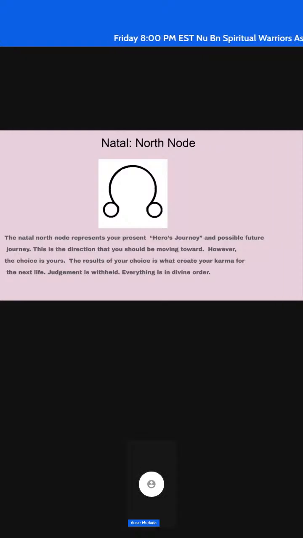North Node. The natal North Node represents your present hero's journey and possible future journey. This is the direction that you should be moving toward. However, the choice is yours. The results of your choice is what creates your karma for the next lifetime. Judgment is withheld. Everything is in divine order.